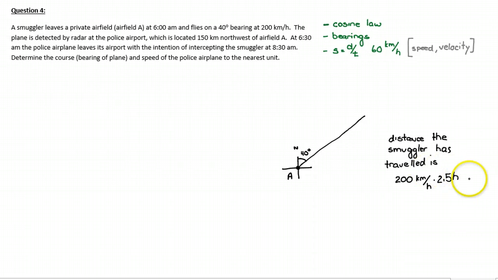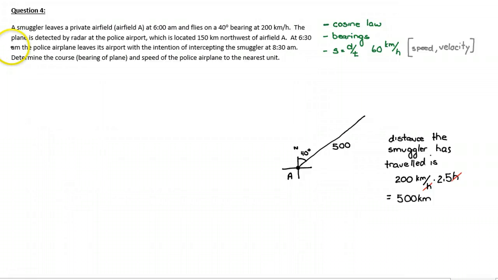And the really nice thing about this we see is that the units hours cancel out. Again, a nice thing to keep in our mind. We often forget about this, but this cancellation of units is really important when we're dealing with physics. So that gives us 500 kilometers. So that means the distance here is 500.